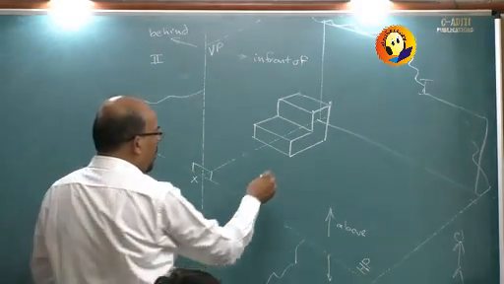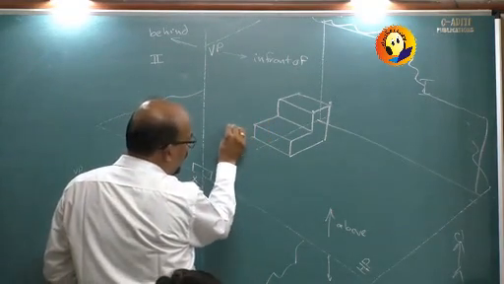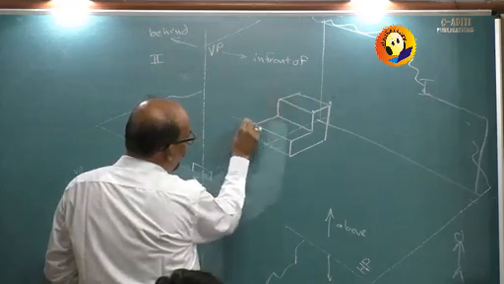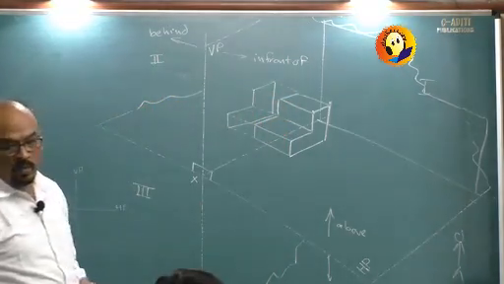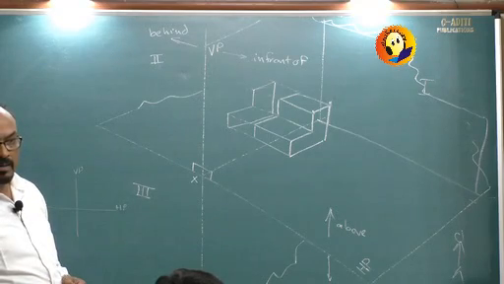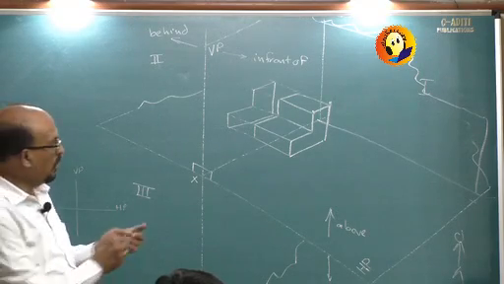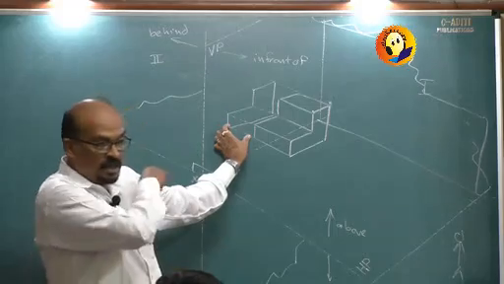Now, if I say that this is its shadow on VP, you agree? So it is now this much distance in front of VP.